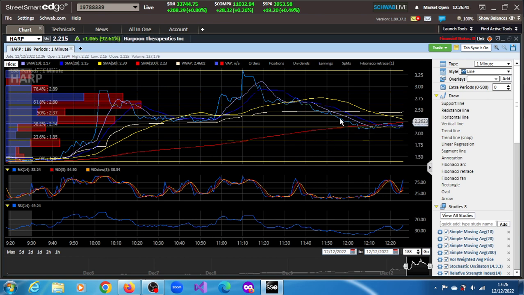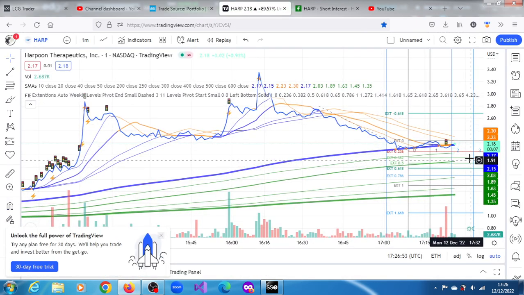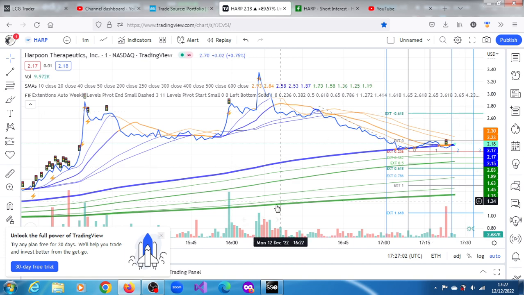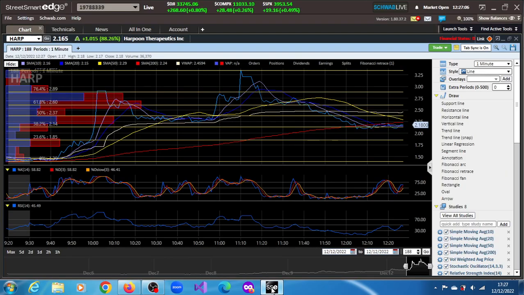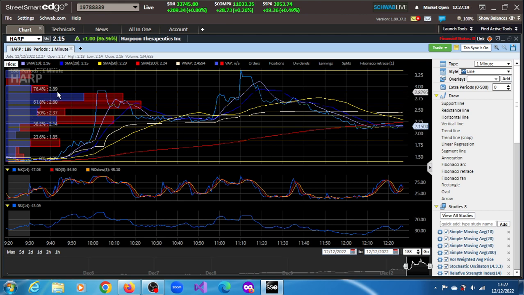Upper projections, we have $2.37, 2.6, 2.89, comparing that to what we have here on TradingView. We have 2.23 and 2.69, and they have 2.68. Okay, we have 2.60, 2.89. So upper projections once again: 2.37, 2.60, 2.89, as the case may be.